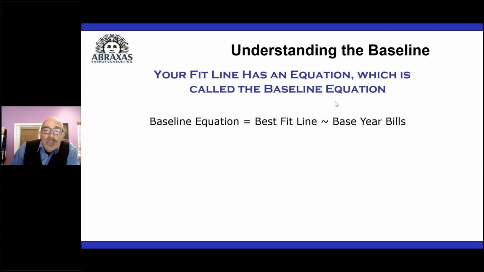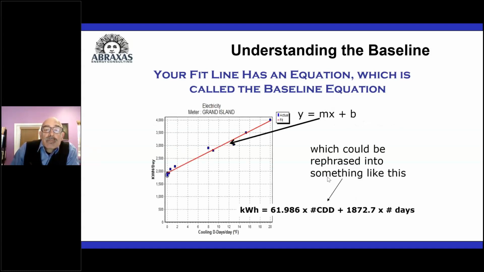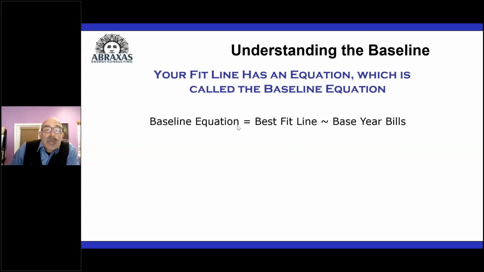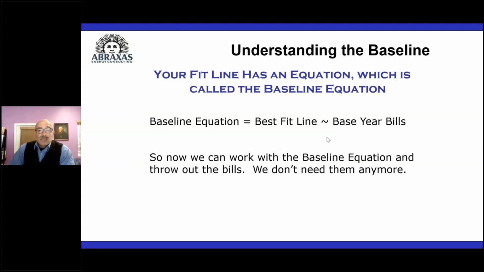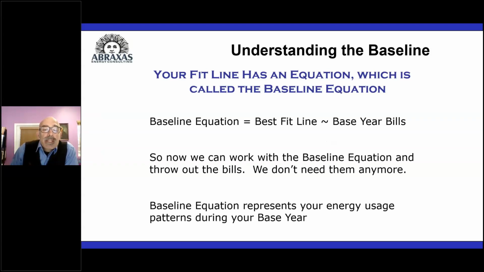So this fit line has an equation, which we just saw. That's called the baseline equation. And the baseline equation and the fit line are exactly the same. They pretty much represent the base year bills, but they're not exactly the same as the bills. Okay, but they're a representation of the base year bills. So when we're doing energy avoidance or cost avoidance, we throw out the bills. We don't need them anymore. We use those to get this model or this baseline equation. And that represents your energy usage patterns during the base year, the pre-retrofit period before the ESCO did any work.